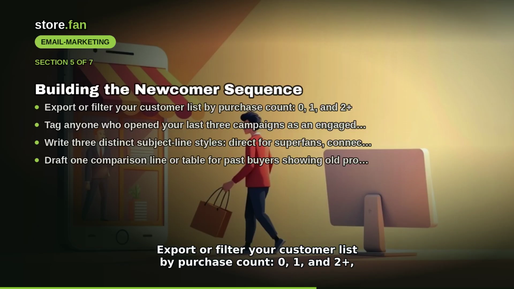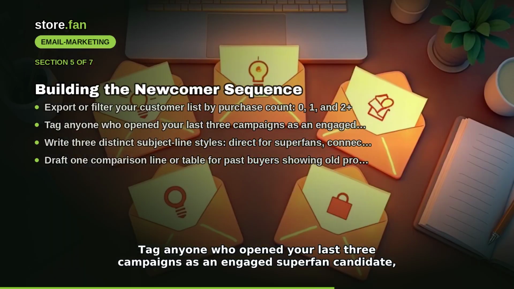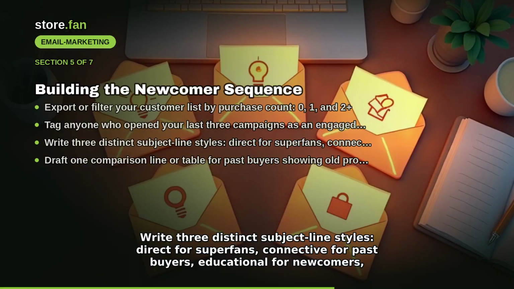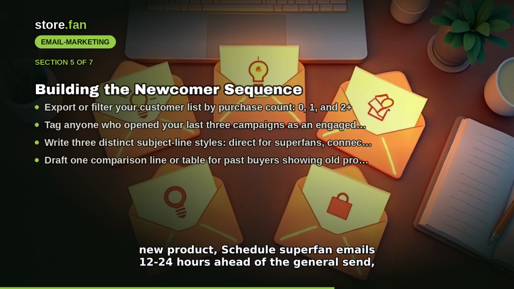Export or filter your customer list by purchase count. 0, 1, and 2+. Tag anyone who opened your last 3 campaigns as an engaged superfan candidate. Write 3 distinct subject line styles: direct for superfans, connective for past buyers, educational for newcomers. Draft 1 comparison line or table for past buyers showing old product versus new product.